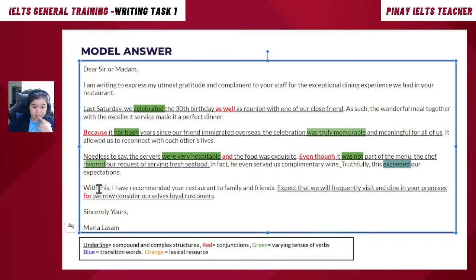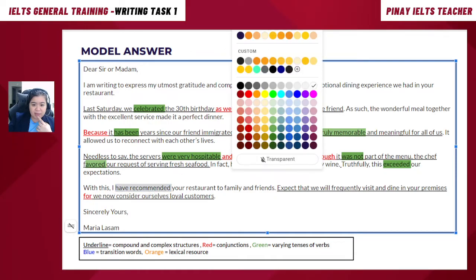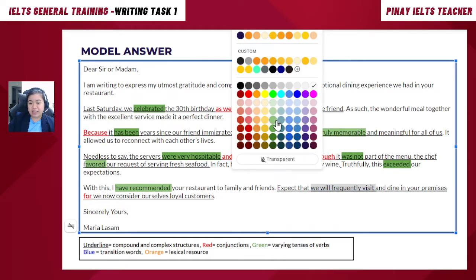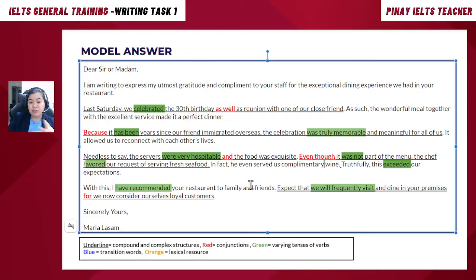Okay, let's just... I have recommended is past participle, meaning that you already recommended, but it's still ongoing. You're still recommending them. We will frequently visit. We will frequently visit is future tense. So now I was able to use past, present, and future tenses in my writing.